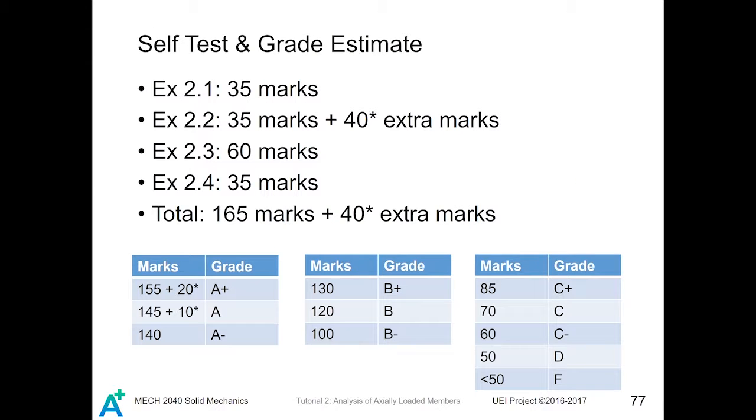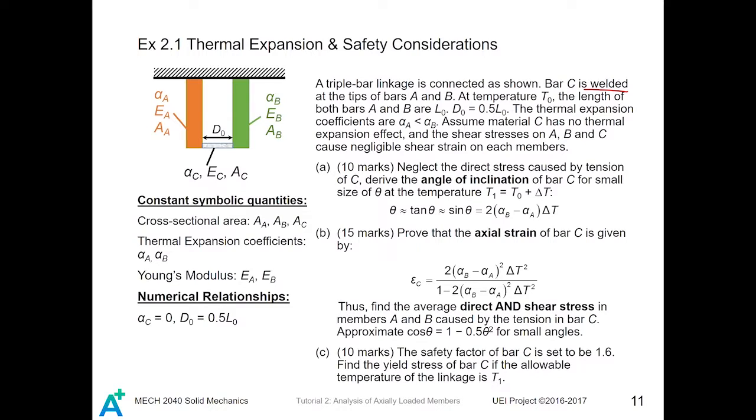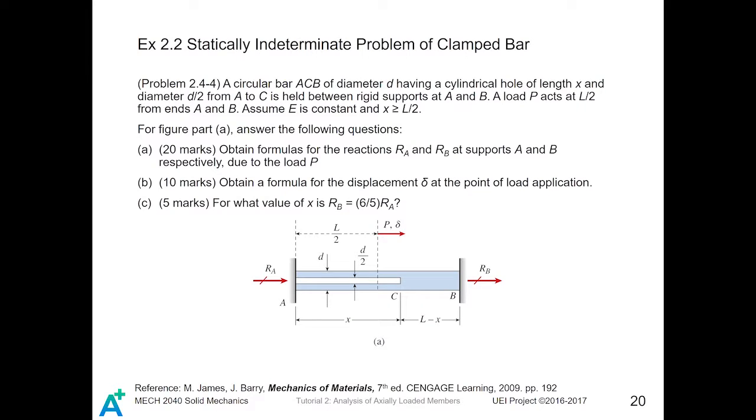Starting from this tutorial, for each example in each tutorial, I will assign marks for each problem. For exercise 2.1, I assigned 10 marks for part A, 15 marks for part B, and 10 marks for part C. For 2.2, I assigned 20 marks for part A, 10 marks for part B, 5 marks for part C.